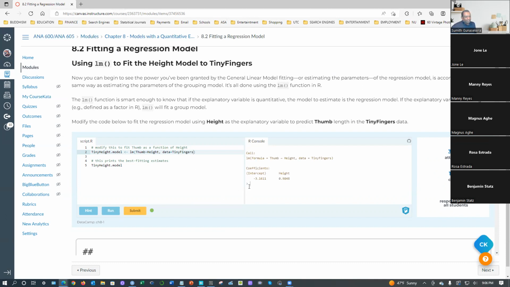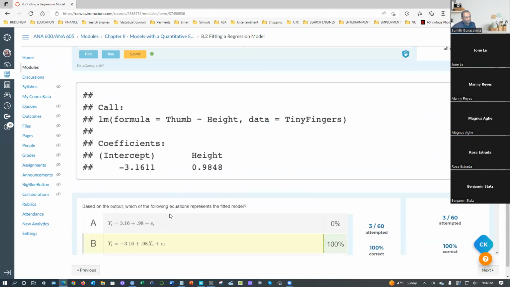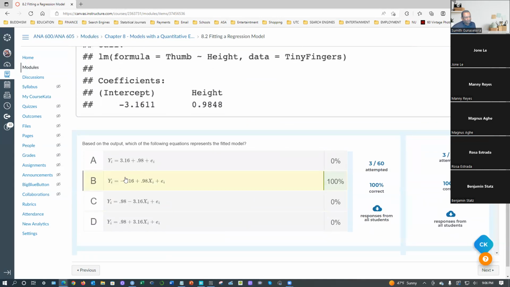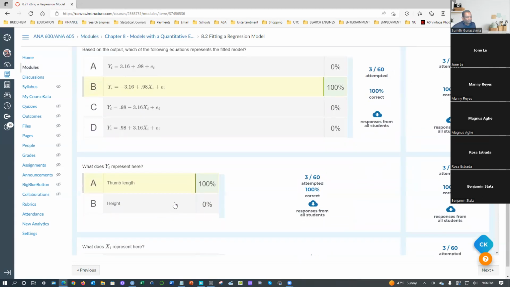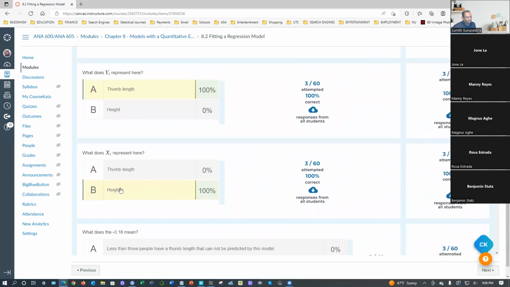That will give you B naught, B1, fitting into that one. See, it's a fitted model. Y represents thumb length, X represents the height.